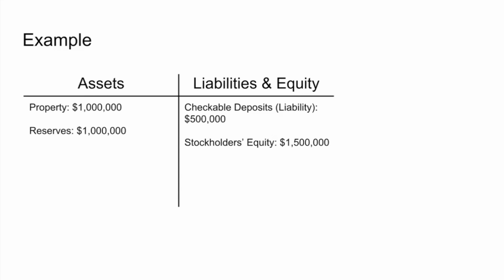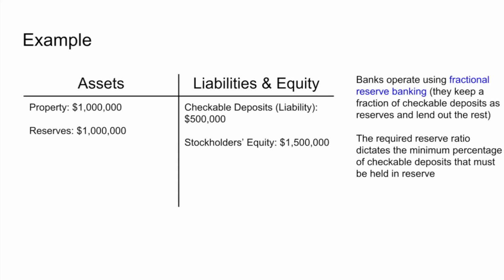Now suppose that somebody makes a checkable deposit for $500,000. Checkable deposits are a liability because the bank must pay those people back if they want to withdraw their money. The reserves would go up by $500,000 to $1 million. So banks operate using fractional reserve banking, which means they keep a fraction of checkable deposits as reserves and lend out the rest. The required reserve ratio is the minimum percentage of checkable deposits that must be held in reserve.